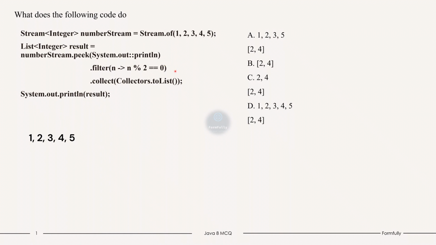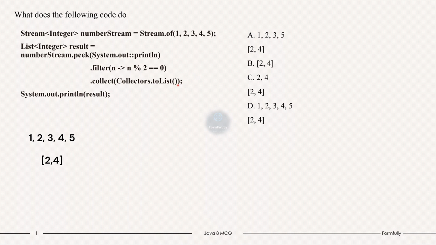Then we have filtering the even numbers. The filter method is used to return only the elements that match the condition. In this case, the lambda expression is used to filter out even numbers. The stream then only contains 2 and 4. And then the final list of even numbers, 2, 4, is printed.